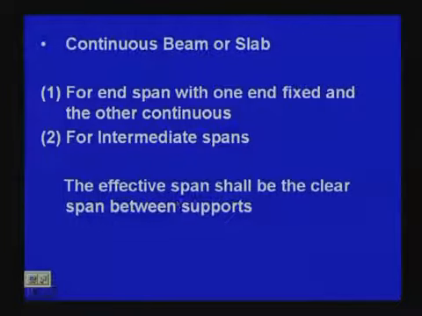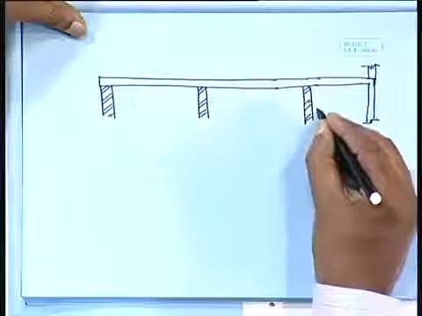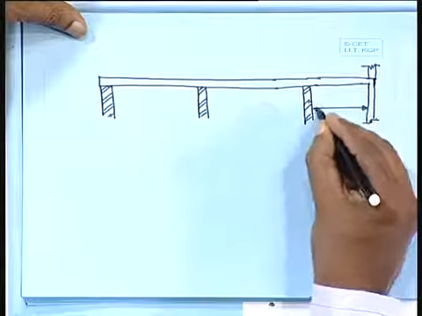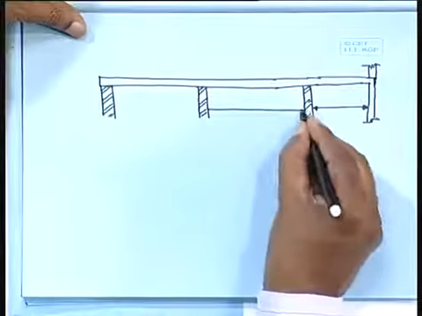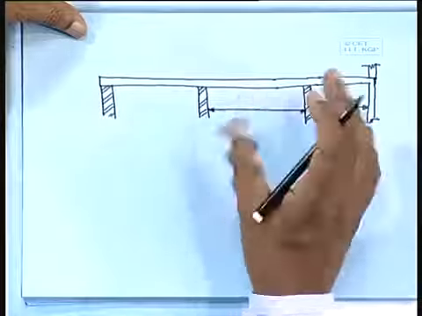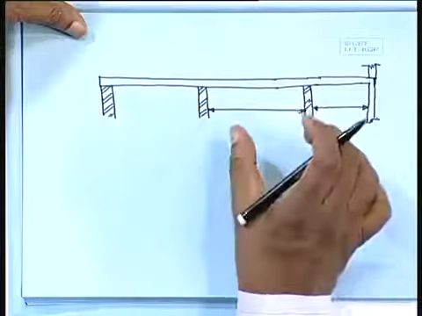So, this is the case. So, you will simply take that clear span between supports. So, we can say for this case this is the clear span, and also it is told that for intermediate supports, the intermediate spans, these are the intermediate spans, so we shall take the clear span.